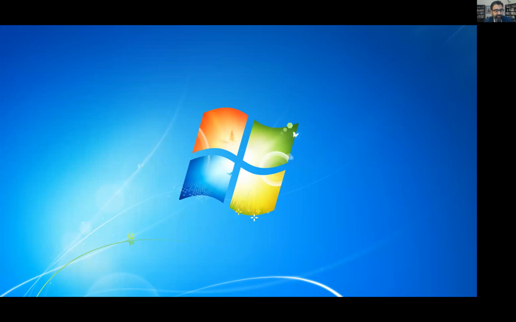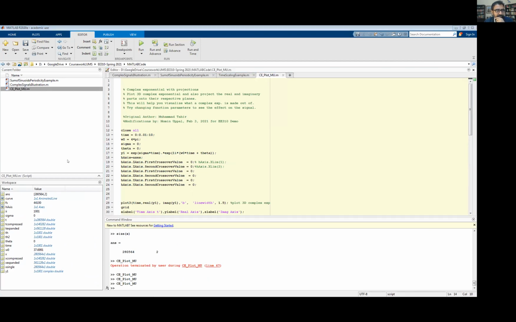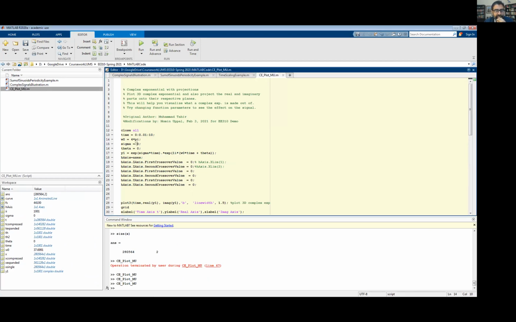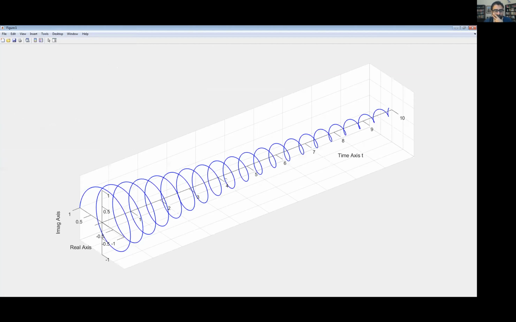Okay. Let me show you. So it's just a frequency of 4 pi. I'm going to pull up the code here just so you can see what I'm doing. So the frequency is 4 pi, and let me change sigma to minus 0.2. I would expect that this is a decaying exponential. Let me run this and show you what happens. So this is what it is. It's once again a spiral, except that the spiral is shrinking in amplitude as time goes on.